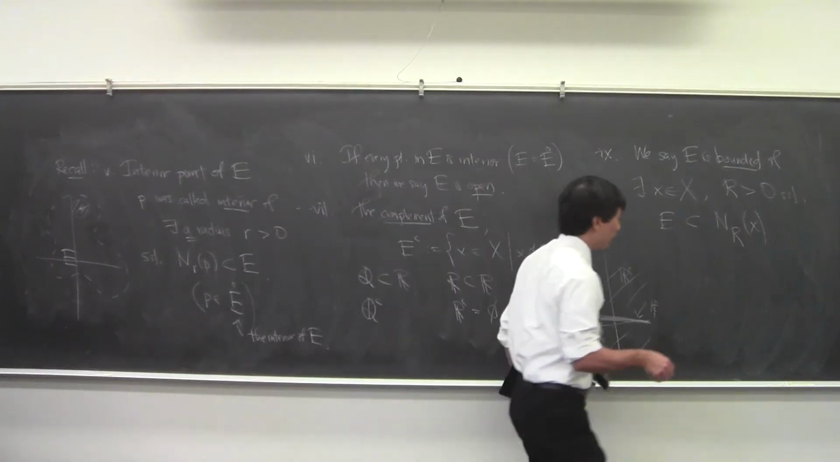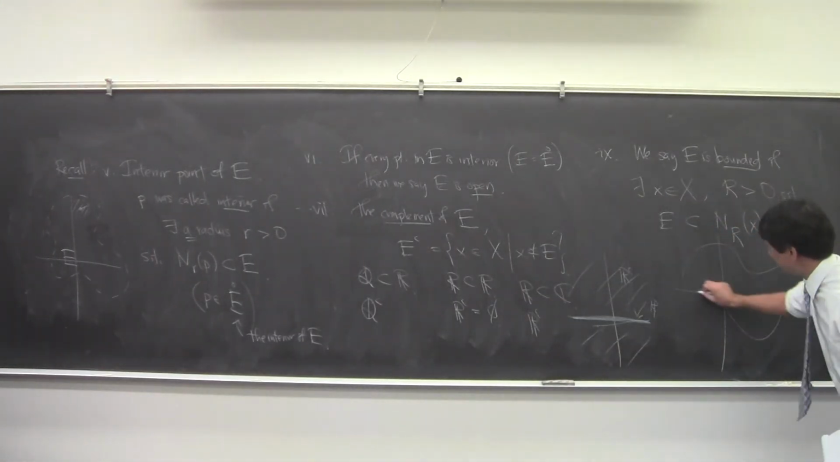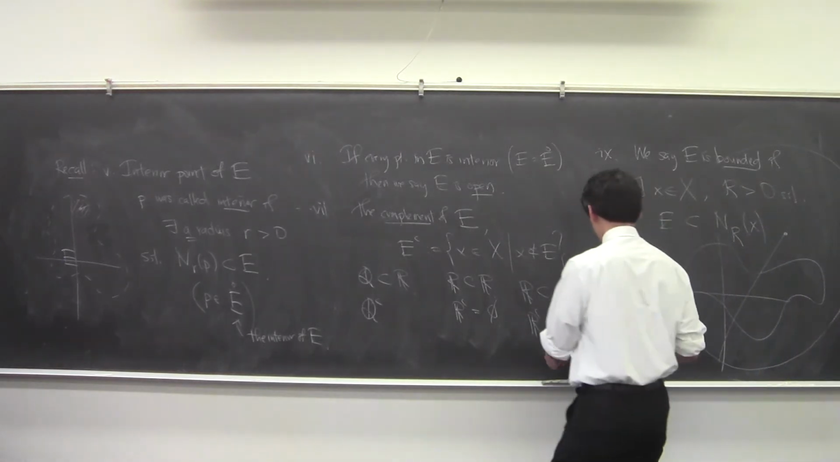So this is a pretty simple idea, right? A set is bounded just means that you can find some point and some radius, and the set lives inside the neighborhood of that radius around that point. So there's some finite neighborhood that your set lives inside. That's pretty straightforward.